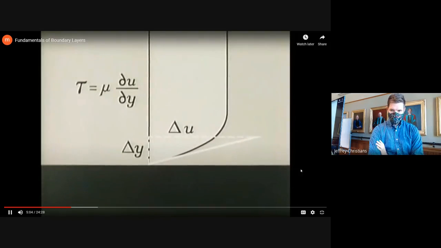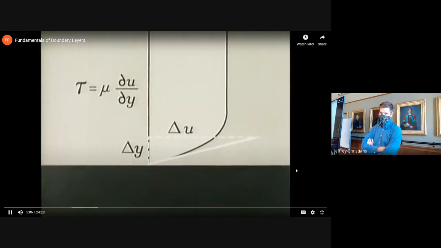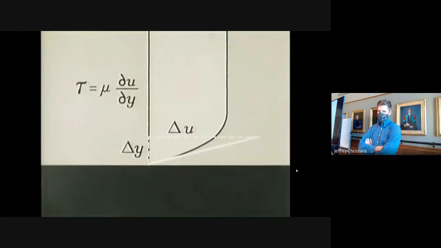The gradient of the velocity normal to the wall, delta u by delta y, times the viscosity mu is the wall skin friction or shear stress tau. The greater the velocity gradient normal to the wall, the greater the shear stress.